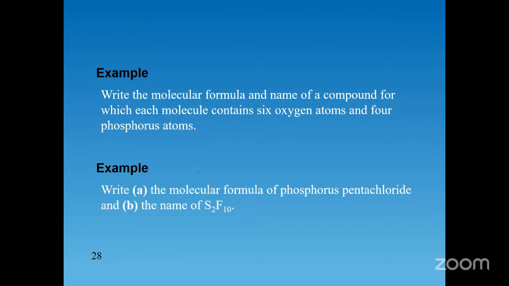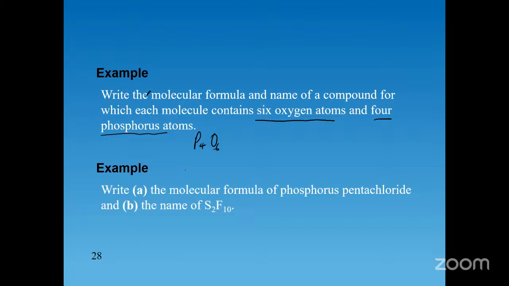So you know that whatever the name of the compound is, it's the phosphorus that is mentioned first, right? Now the question says that the compound contains 6 oxygen atoms and 4 phosphorus atoms. So if we were to write down the formula, what would it be? P4, O6. Exactly. So that would be the formula, right?